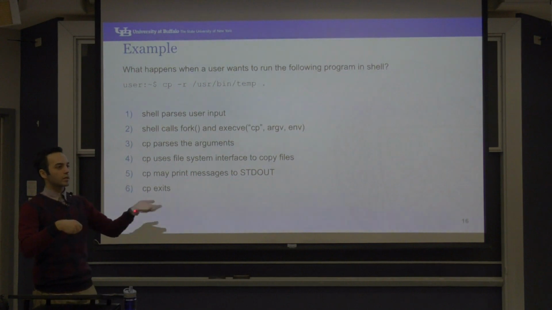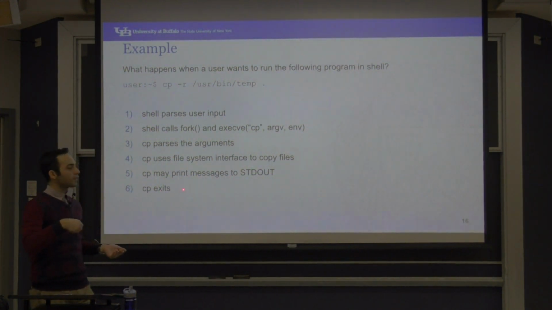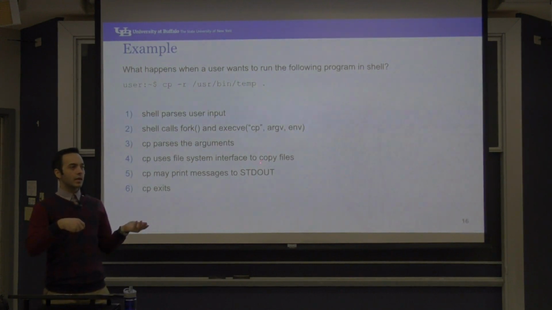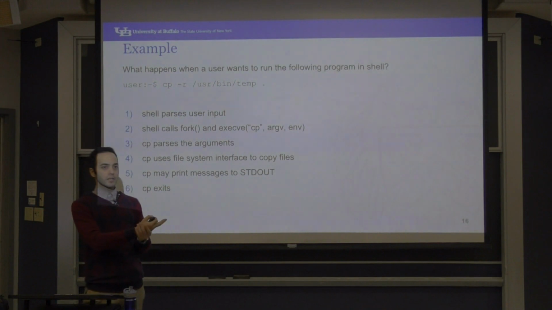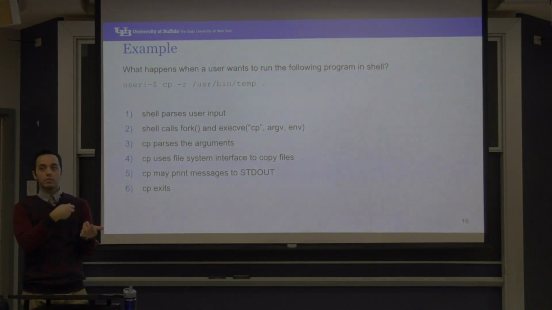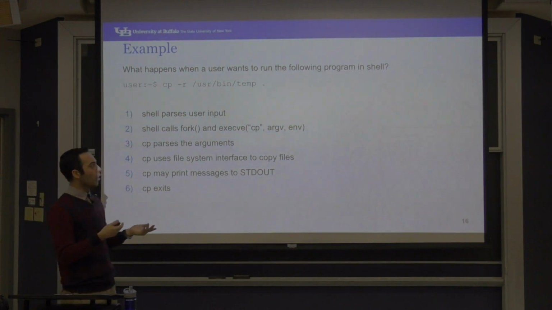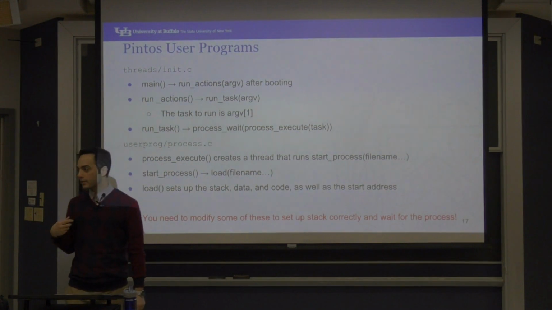It will print out some messages whenever it's successful, permission denied, whatever. And then after it's done, CP exits. And now shell was waiting for CP. Once shell understands that CP has exited, it will give you back the cursor, right? So now in the Pintos case, let's see.